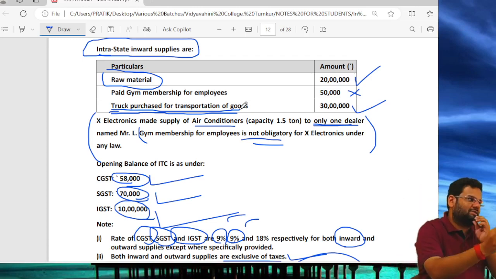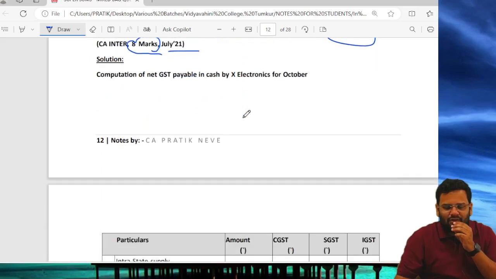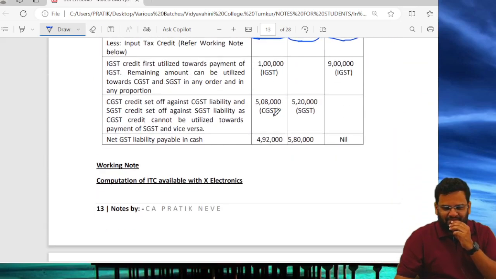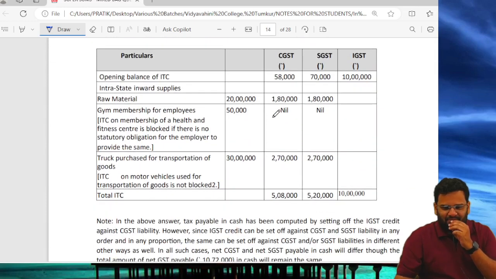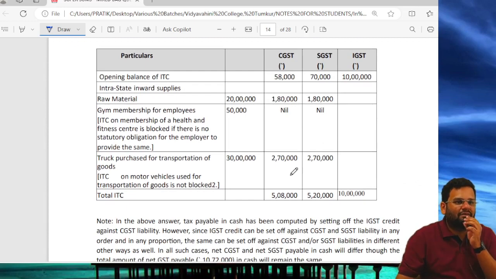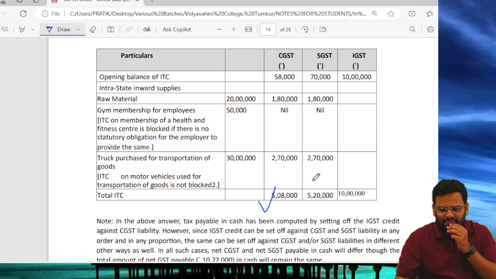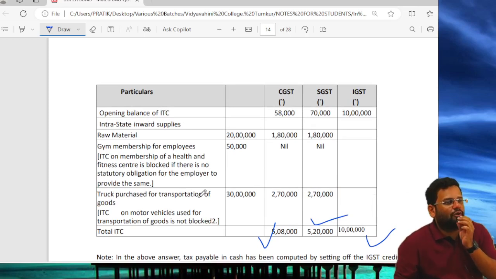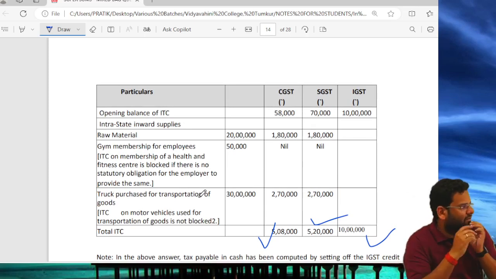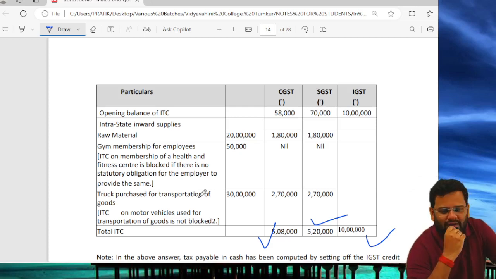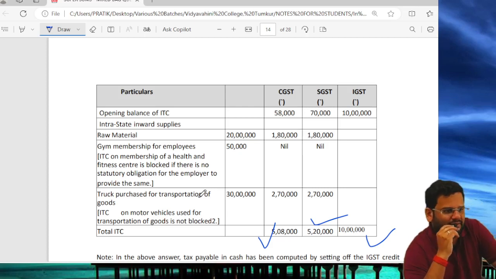Please take the totals and tell me what is total ITC for the month. Total ITC for the month, 5,08,000 in case of CGST. For SGST, 5,20,000. For IGST, 10 lakhs. Check whether all of you are getting total ITC for the month: 5,08,000, 5,20,000 and 10 lakhs. Is it? All of you sure? 100%?